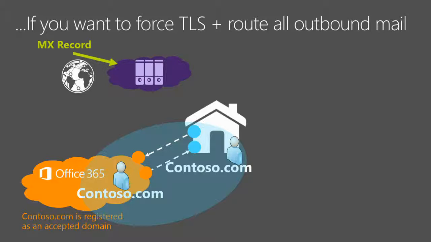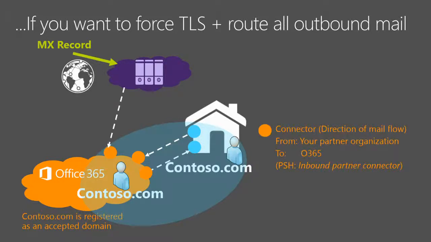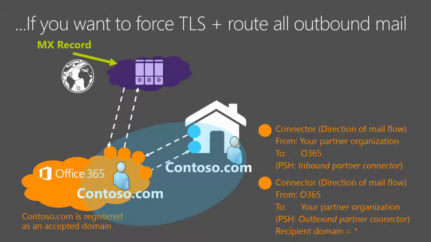You also have your mailboxes that are distributed. There are some mailboxes in Office 365, some mailboxes in the cloud. You go ahead and create a connector, and you'd say from this partner organization, so from your partner organization to O365, you want all that mail to be TLS encrypted.